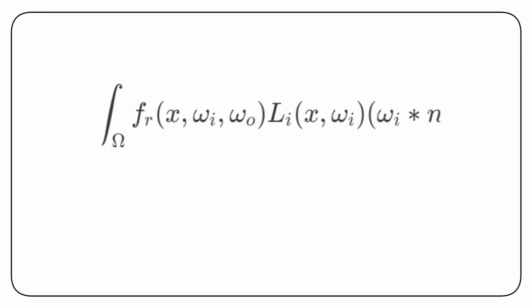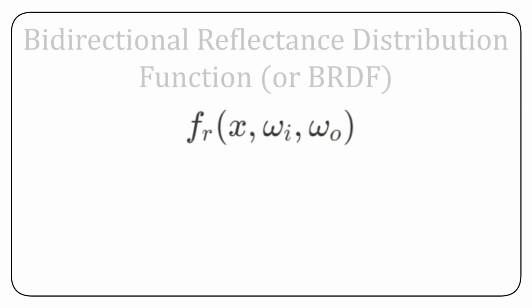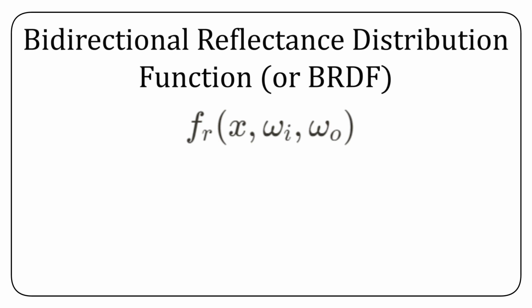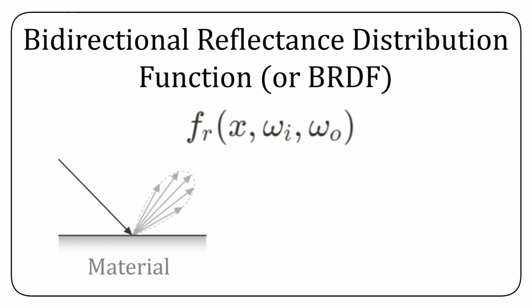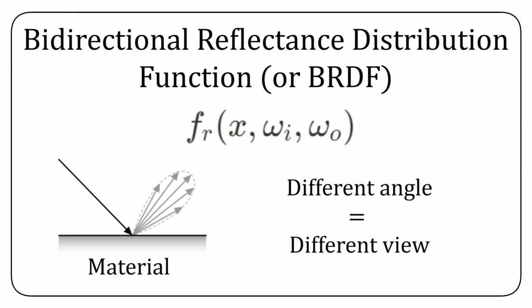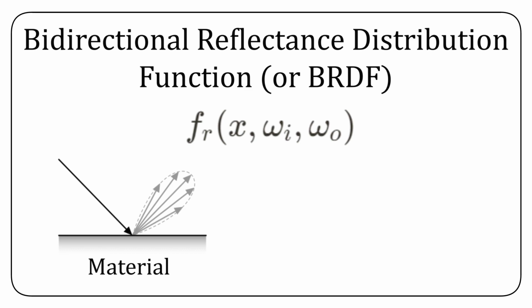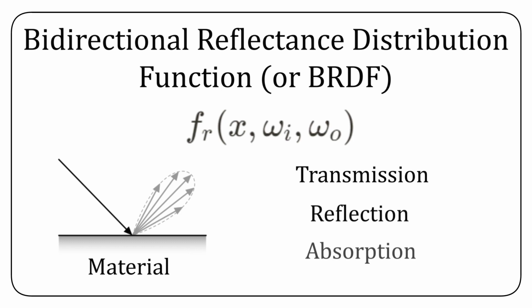Moving on, the following part of the equation is the bidirectional reflectance distribution function, or BRDF. Essentially, this function shows how objects look differently when viewed from different angles. The BRDF can calculate where and how light will scatter when it comes into contact with a certain material, taking into account many variables such as material transmission, reflection, absorption, and others.